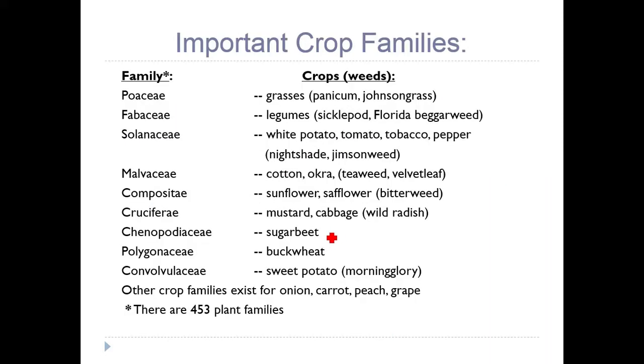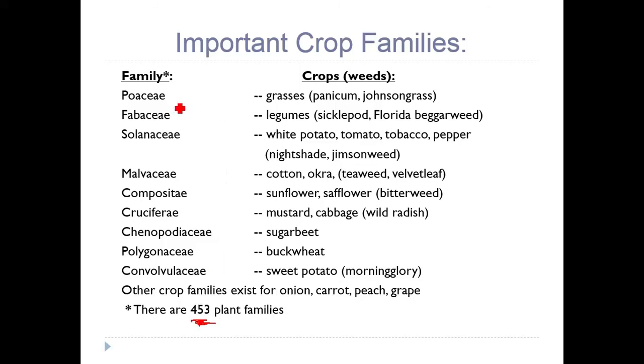Some of the important crop families that we have: above the genus level, we go to the family level, and there are many families of plants. In fact, there are 453 total families, but there are not all that many that have economic importance. These are some of the more important ones that I've got listed here. There are others. For example, onion, carrot, peach and grape do not appear on this list, but they are certainly very important crop plants.